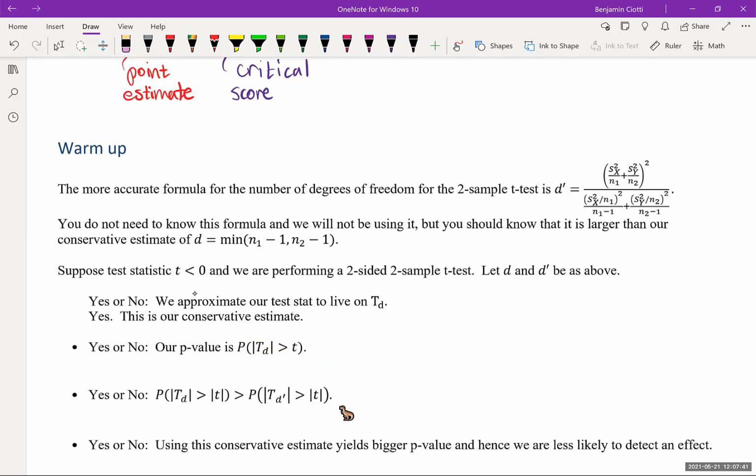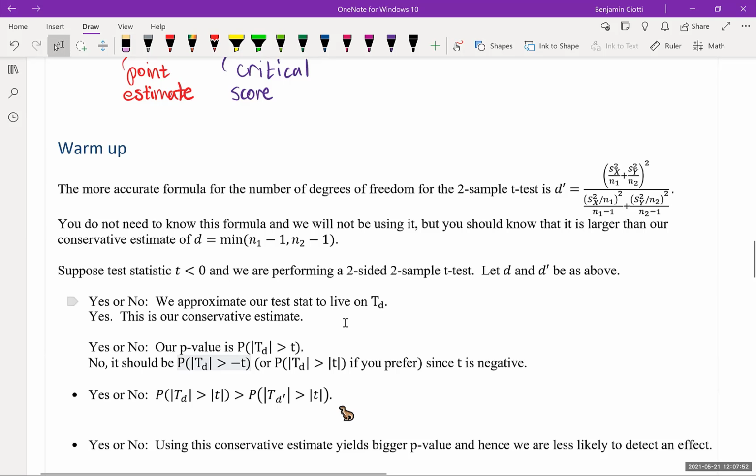So yeah, no, this is not correct, because the reason is we didn't account for the fact that t was negative. So it should be the probability that the absolute value of our test statistic is greater than the positive version of t, or equivalently, you could just put an absolute value sign on it if you want. Let me know if you have a question.